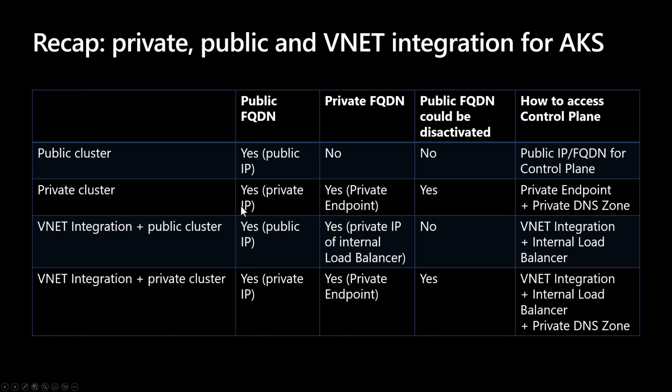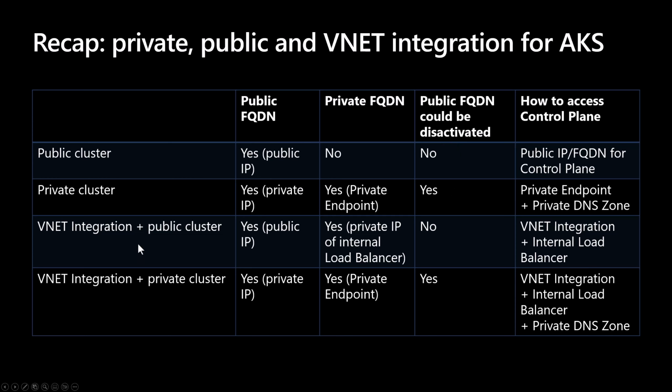For a private cluster, things are different. You have a public FQDN that points to a private IP, and you have a private FQDN that points you to the private endpoint, which is resolvable only from your VNet. For that, you have a private DNS zone that helps you achieve this, and the public FQDN can be deactivated.